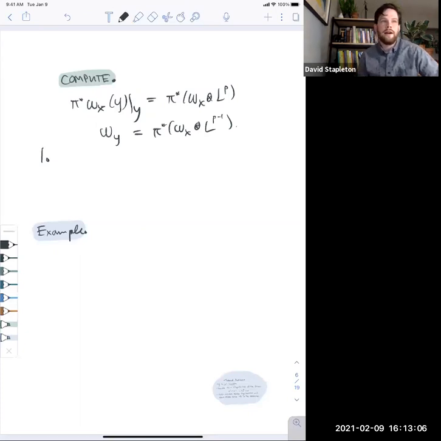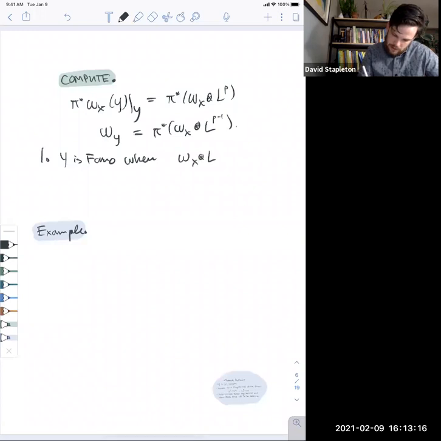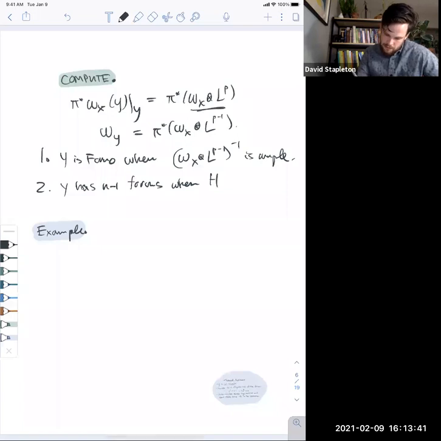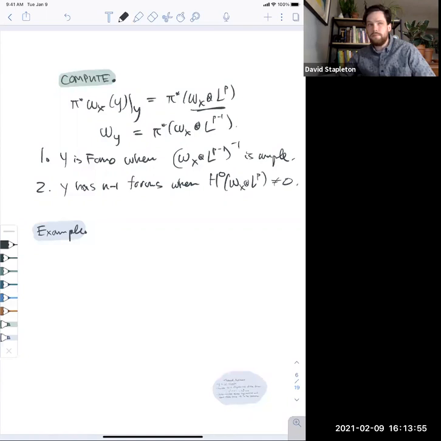Okay, so when is Y Fano? Y is Fano when the second thing is anti-ample. So when omega X tensor L to the p minus 1, inverse, is ample. And second, Y has n minus 1 forms when this thing admits a global section, when H0 of omega X tensor L to the p is non-zero. Okay, and the point is that these things don't have to occur at the same time.